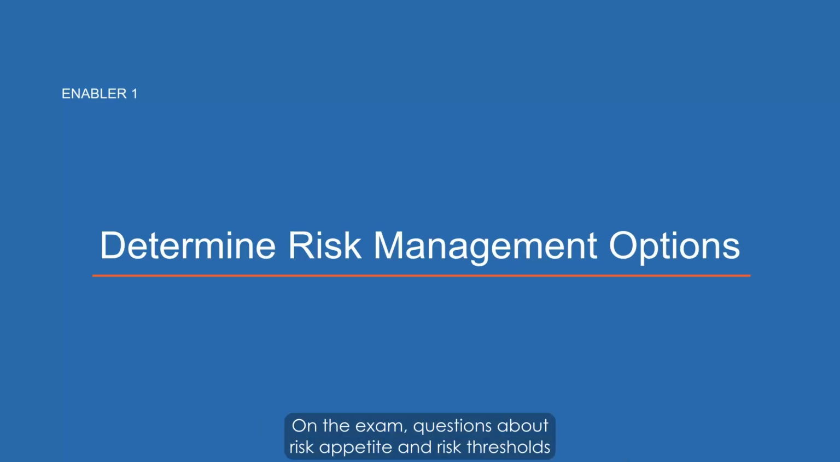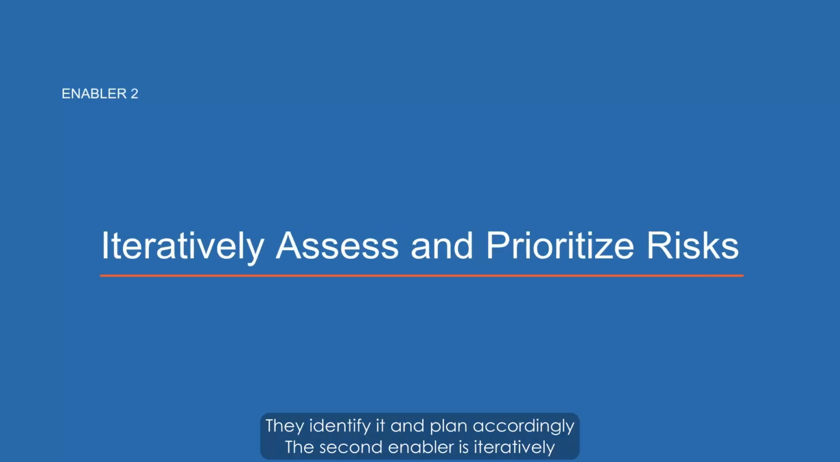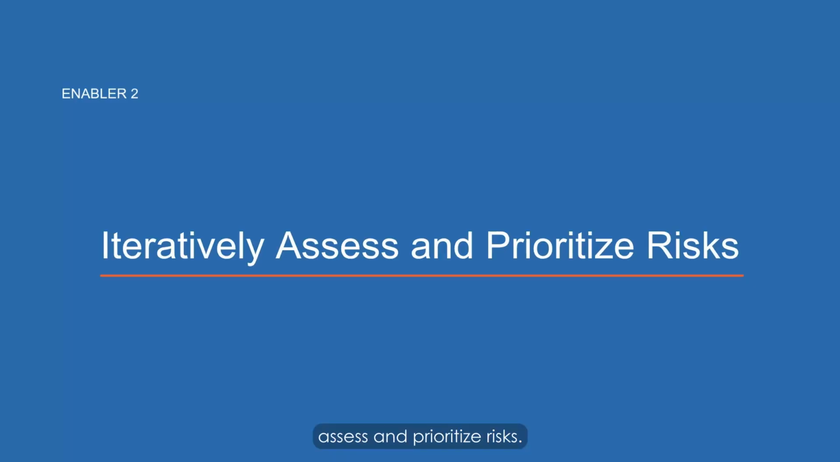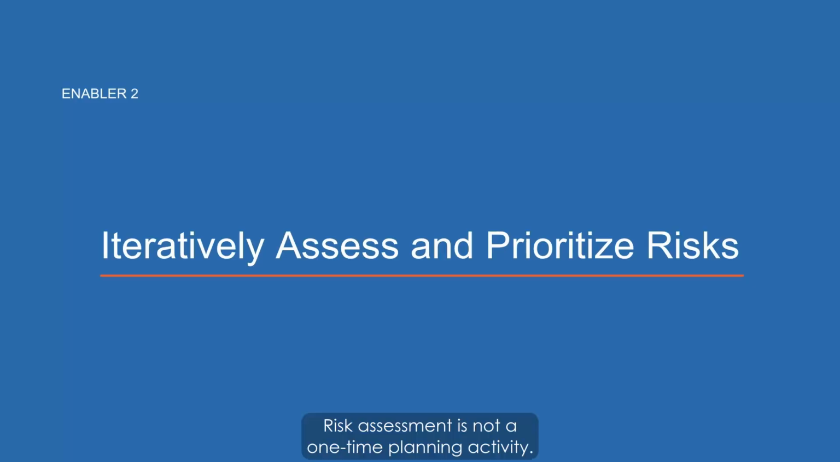On the exam, questions about risk appetite and risk thresholds connect to this enabler. The PM does not decide the organization's risk appetite. They identify it and plan accordingly. The second enabler is iteratively assess and prioritize risks. Risk assessment is not a one-time planning activity. It is continuous throughout the project lifecycle.